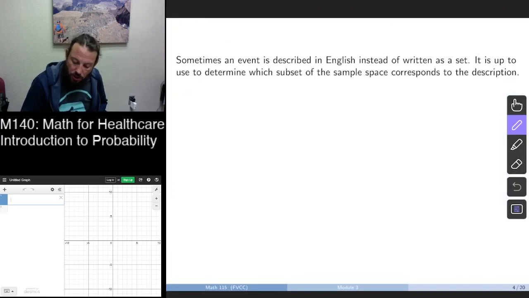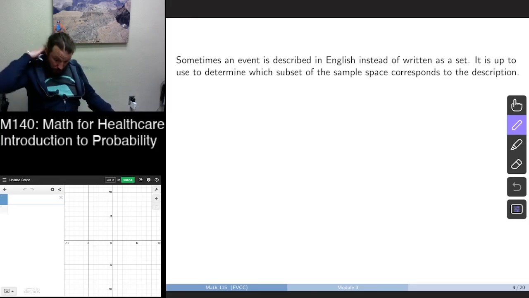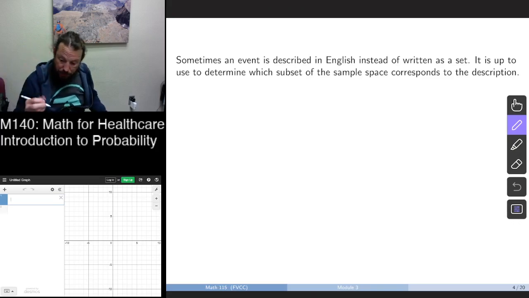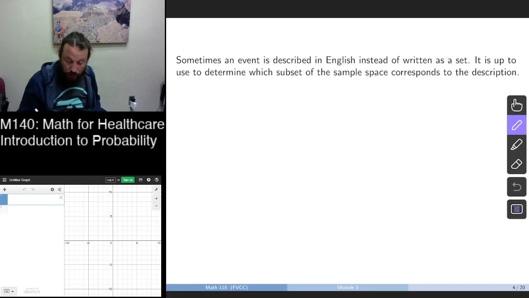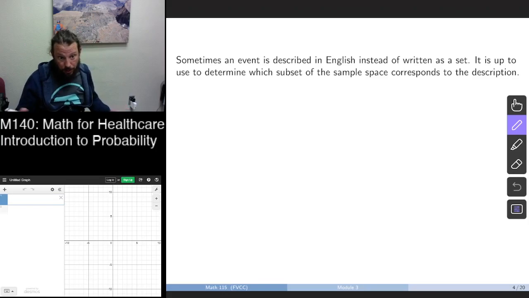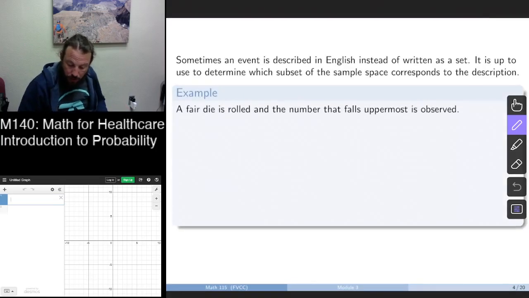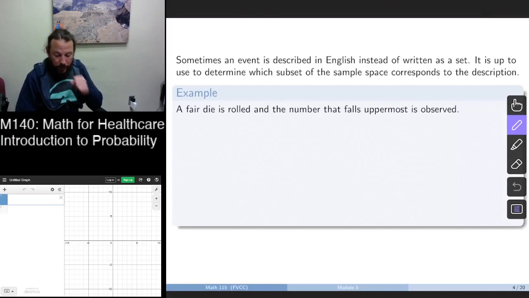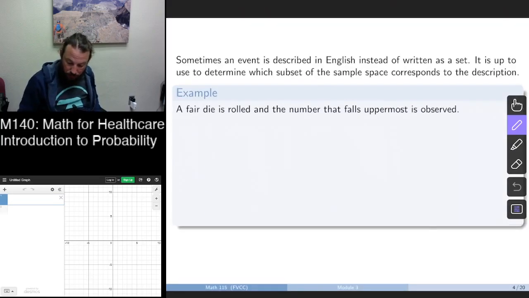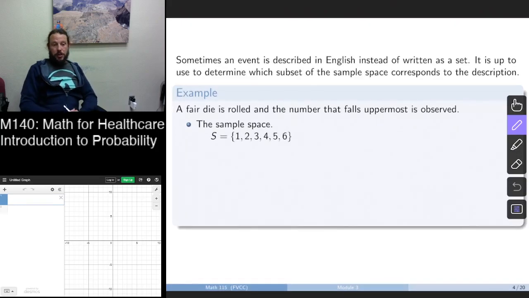Sometimes an event is described in English instead of written as a set. It is up to us to determine which subset of the sample space corresponds to the description. And this happens a lot. This is part of solving problems. A fair die is rolled, and the number that falls uppermost is observed. The sample space is going to be the integers 1 to 6, right? Notice we're doing sample spaces where each one of those outcomes is equally likely. That's going to be very important in the beginning of our probability.